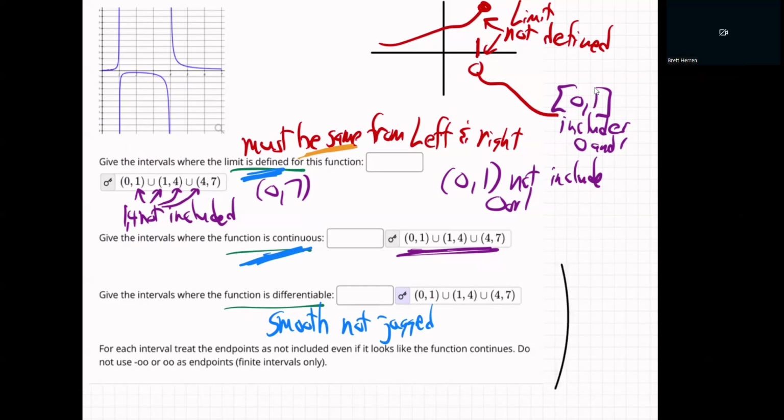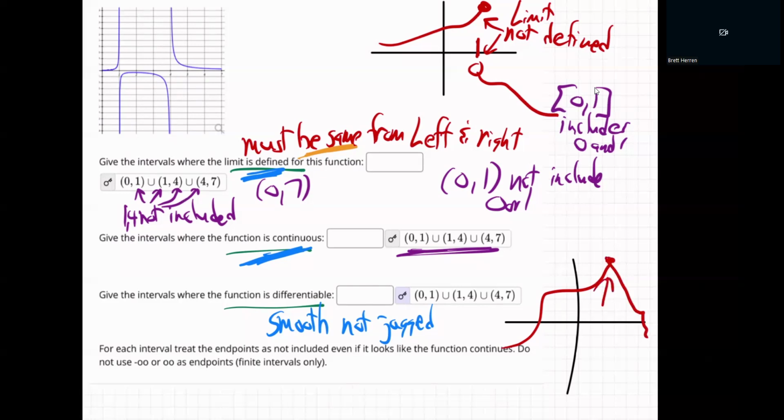If you had a little graph here, it's going like this, and it's smooth, but then suddenly there's a jagged point right there. That would be not differentiable, not smooth. Differentiable, it's a big word. Anyway, it's not smooth there.